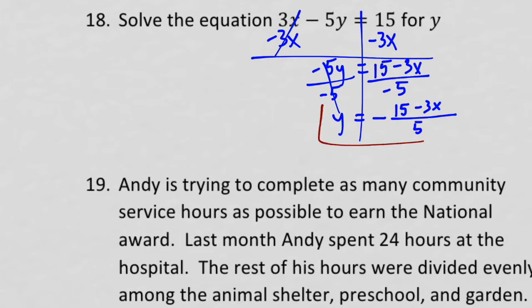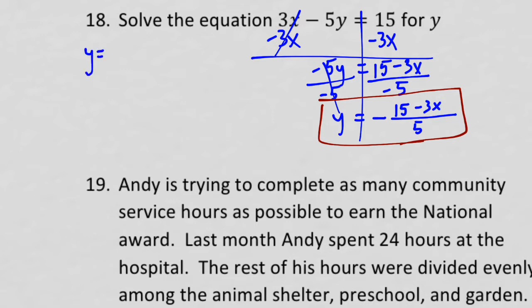That's correct. You might choose to leave it like that. You might also choose to divide each one by 5. So you might say, I'm going to take the negative 5, and divide 15 divided by negative 5, and negative 3x divided by negative 5. That also might be correct. So if you do that, your answer might look like this.